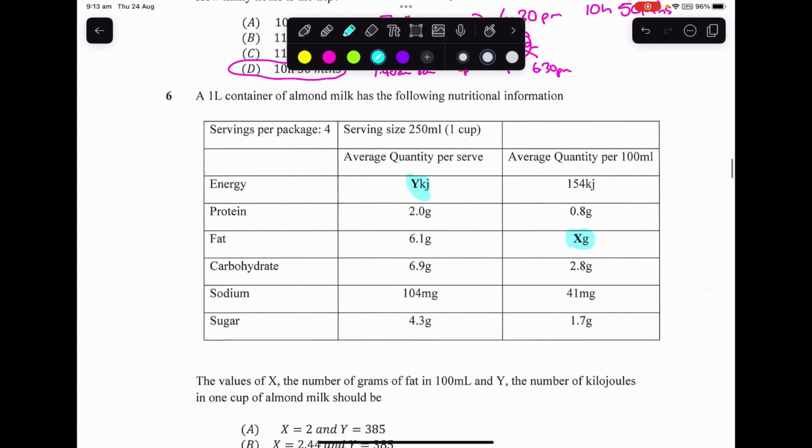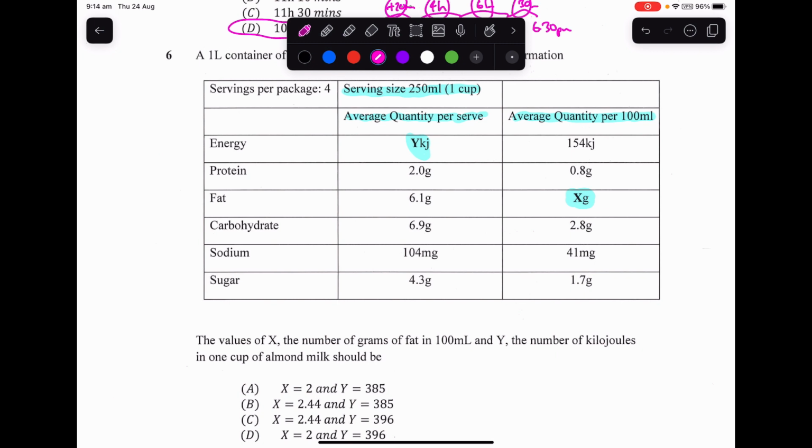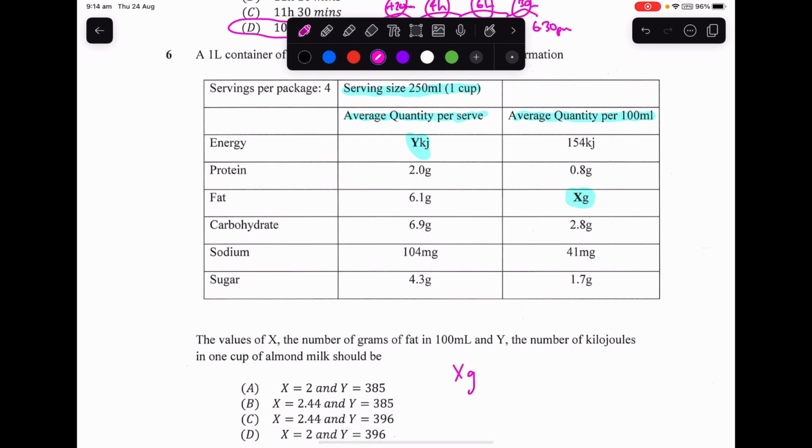So the first thing I want to see here is this is the average per 100 mil. This is the average per quantity size. So I need my serving size. You can see up here my serving size is 250 mils. So for this one I need to do a little bit of work. So let's do X first.